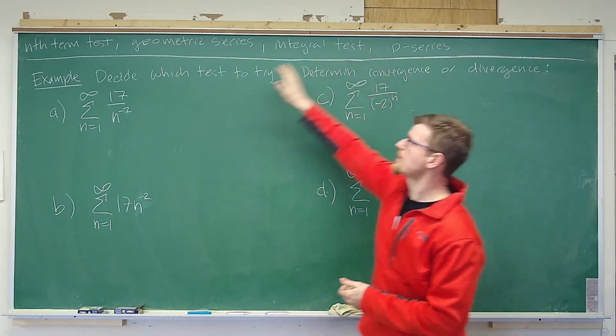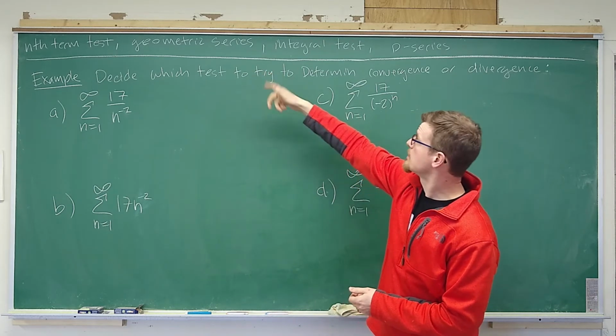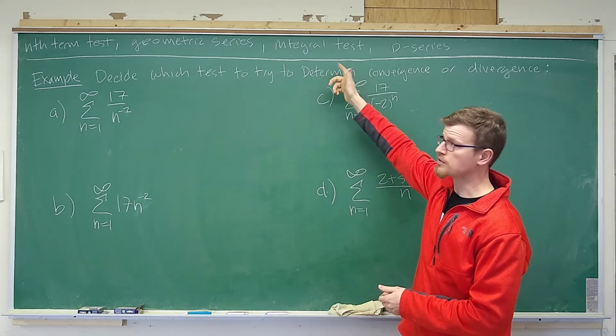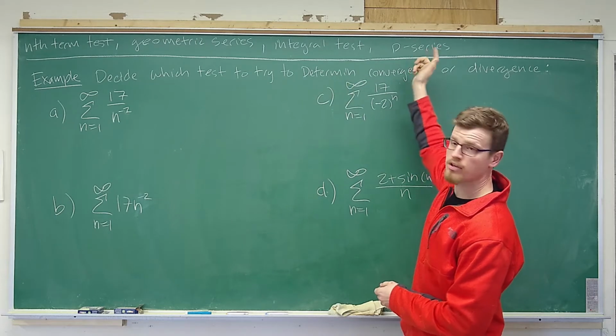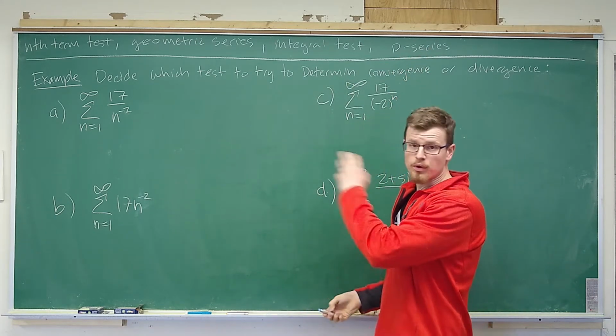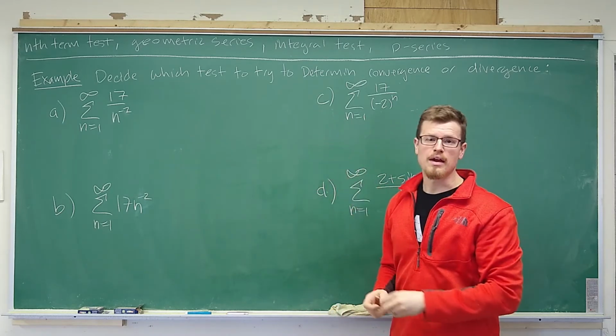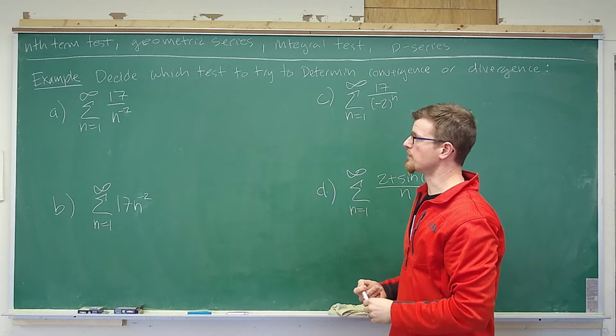So right now, all we have is the nth term test. We can observe a series as a geometric series. We have the integral test, and we can observe a series as a p-series. So those are the four classifications or the four approaches or the four tests that we can choose from for this example.